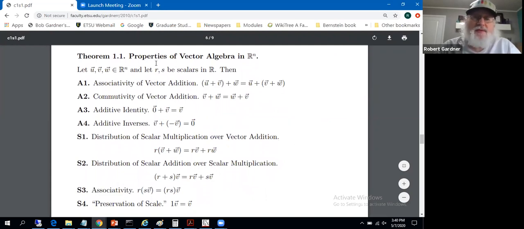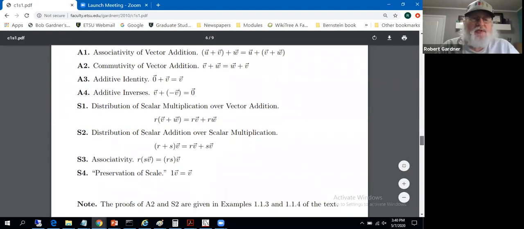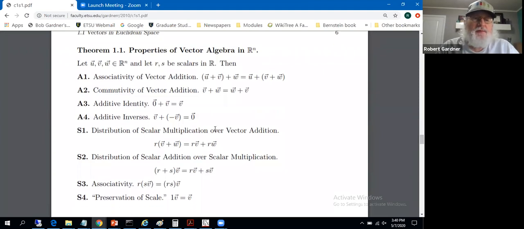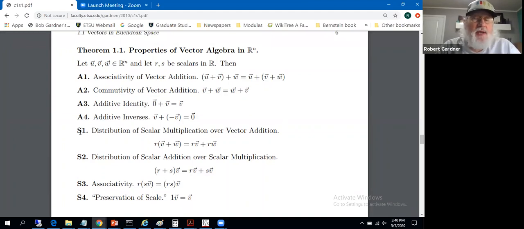Theorem 1.1 says that if we take any vectors u, v, and w in Rn and any scalars r and s, any real numbers r and s, then we get the following bunch of properties. And they've divided these into properties that they've numbered with A's, A1 through A4, and four other properties, S1 through S4. The A properties deal with the addition of vectors, and the S properties deal with scalar multiplication, the two things we can do with vectors.